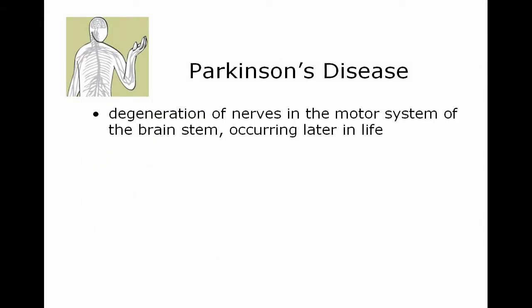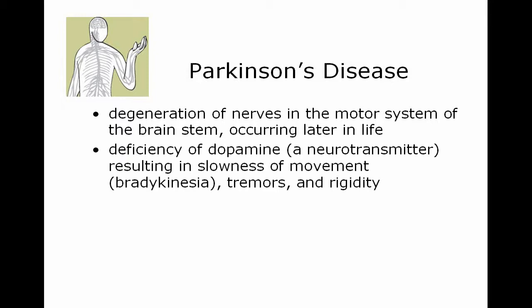And now Parkinson's disease. Degeneration of nerves in the motor system of the brainstem. Usually occurs later in life. Now there are some cases that have occurred in 30-year-old people. Probably the most famous of them would be the occurrence of Parkinson's in Michael J. Fox, an actor who really cannot carry on the acting anymore because of the shaking that goes along with Parkinson's.